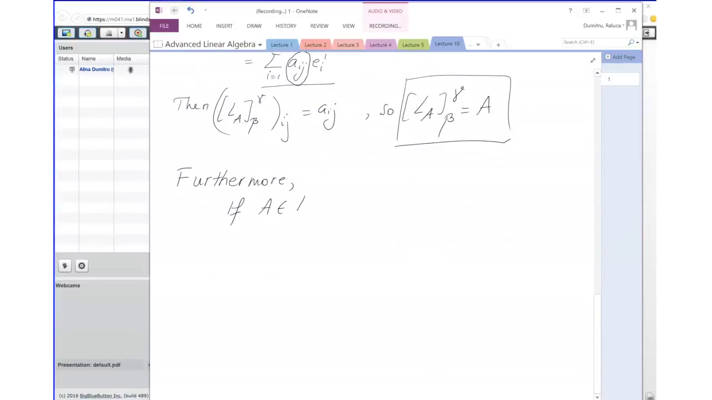Let's say A is M by N, B is N by P. So A times B makes sense, and is going to be an M by P matrix, right? So I'm going to look at left multiplication by the matrix A times B.